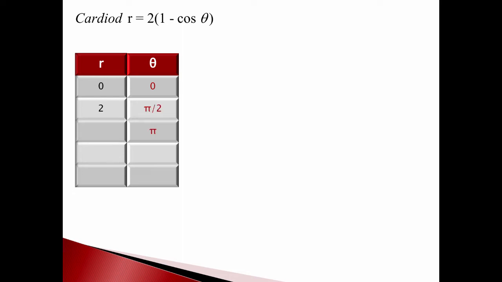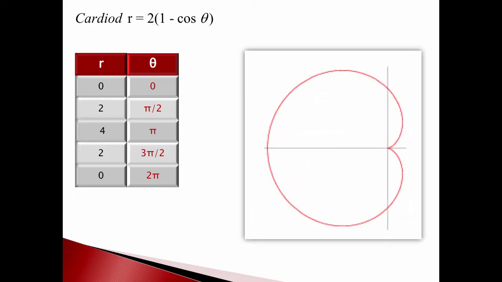Then when I get to pi, so I'm pointing straight to the left, cosine of pi is negative 1. Oh, wow. So the parentheses becomes 1 minus negative 1. That's really 1 plus 1. So the parentheses becomes a 2. When I multiply by the 2 outside, I actually get 4 for my r. Then back to 3 pi over 2. That's where cosine is 0 again. So I have r equal to 2. And at 2 pi, my cosine is 1, which means r is back to being 0. So my graph ends up looking like this.